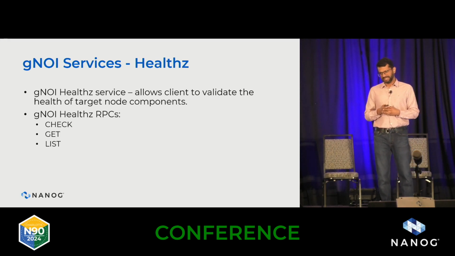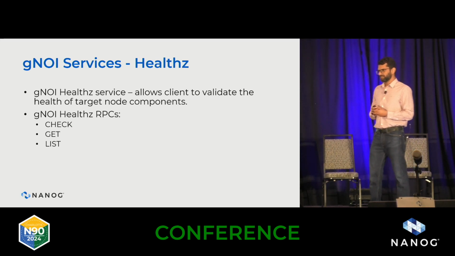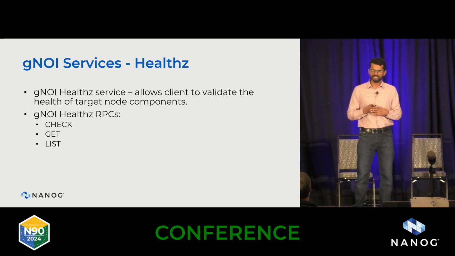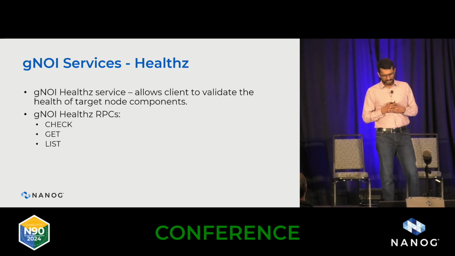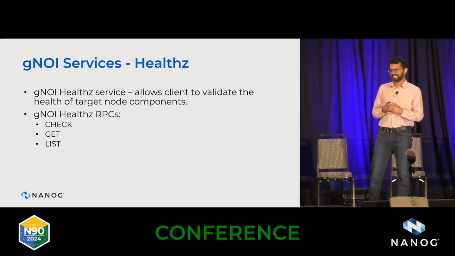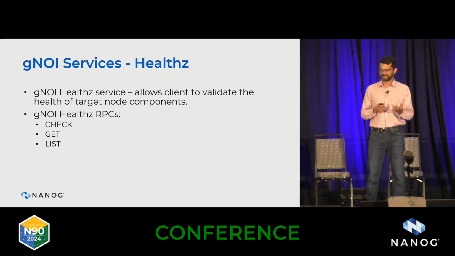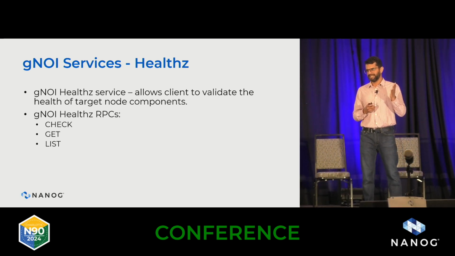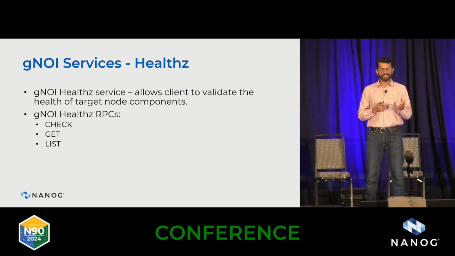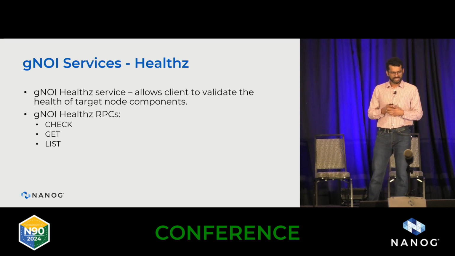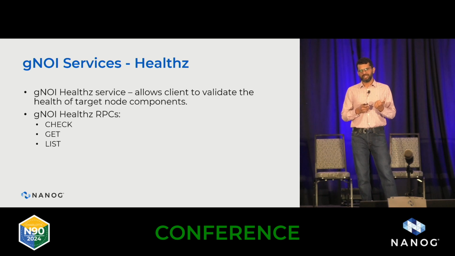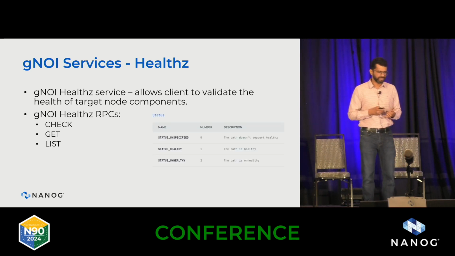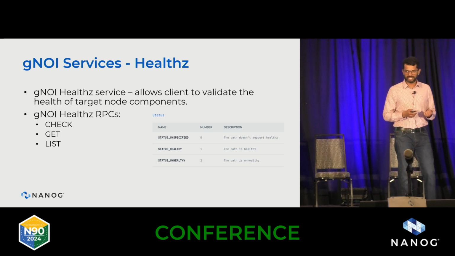Okay. The next one is the health Z service. The health Z service is a relatively new introduction to the gNOI stack. It is used to check the hardware health of your components. So for example, we want to check our line cards are good and healthy. We want to check our fan cards are good. We will use the health Z service, and it will respond back with the health of the node. So it will be a value of either 0, 1 or 2 indicating the health of the node.